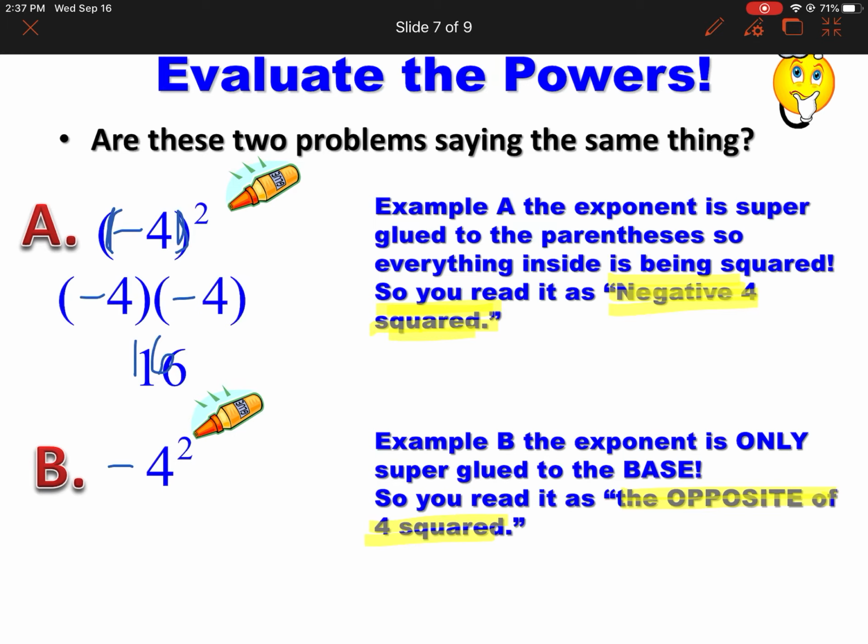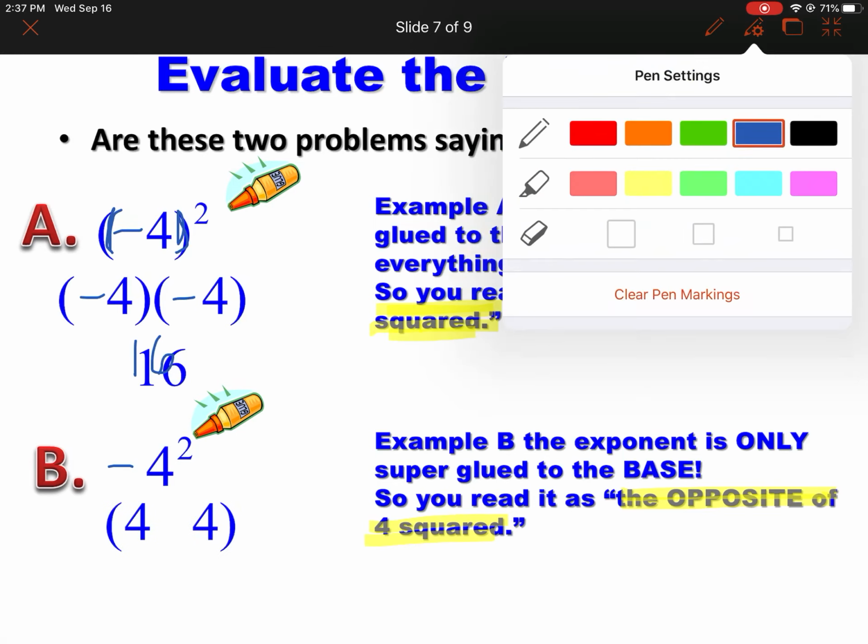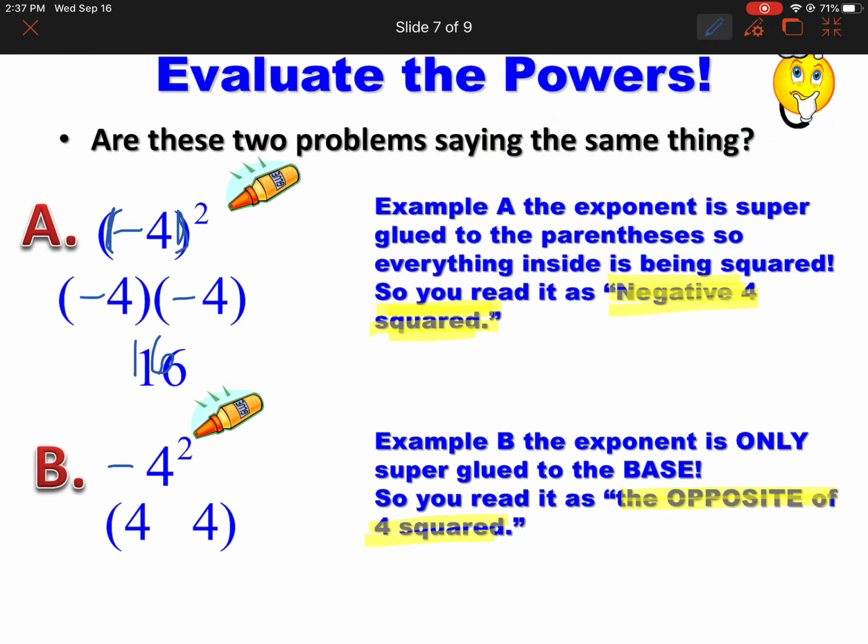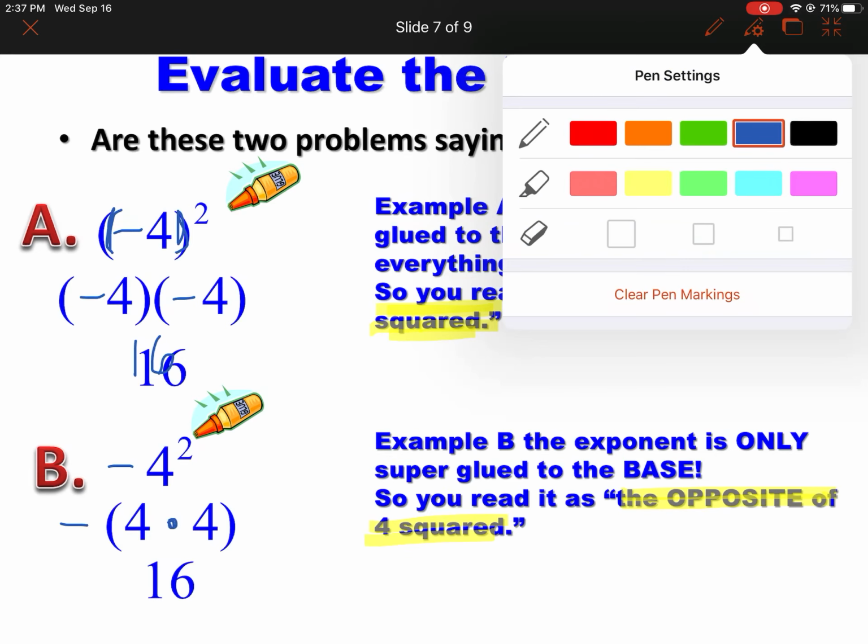And so when we write that, it's written this way, and I need to, bear with me folks, for some reason, the symbols are not all appearing. So this is going to be a negative, and there should be a dot here. Okay, and so what happens is you got to do what's inside the parentheses first, and 4 times 4 is 16, and now the opposite of 16 is negative 16.